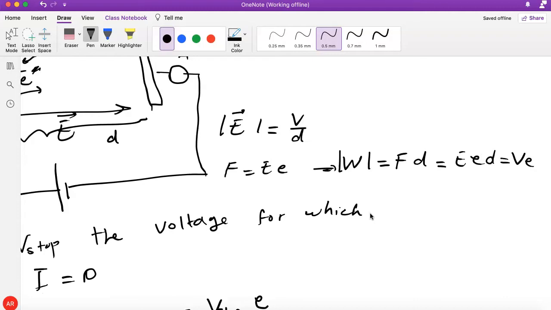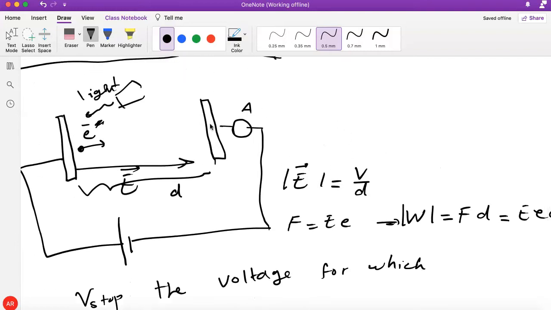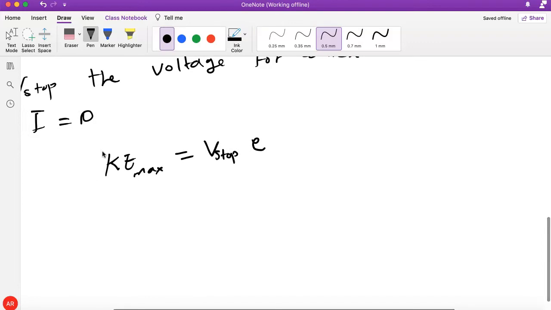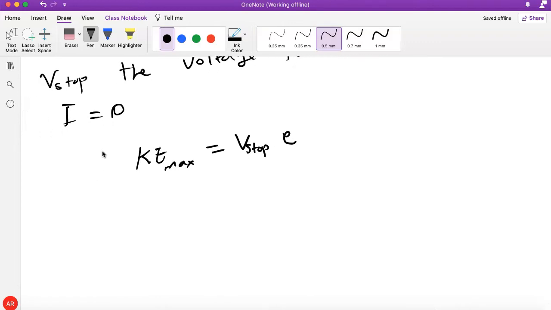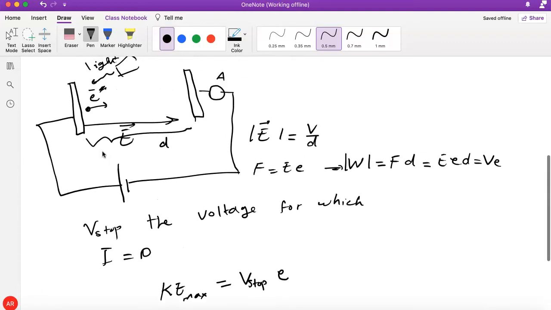So if the work done is equal to the kinetic energy, then the kinetic energy here can go to 0, and that kills the current. This electron is slowed down as it travels between the plates, and if the voltage is big enough, it's not going to reach there. So experimentally, by a very simple circuit design, we can measure the maximum kinetic energy of electrons emitted from this piece of metal.